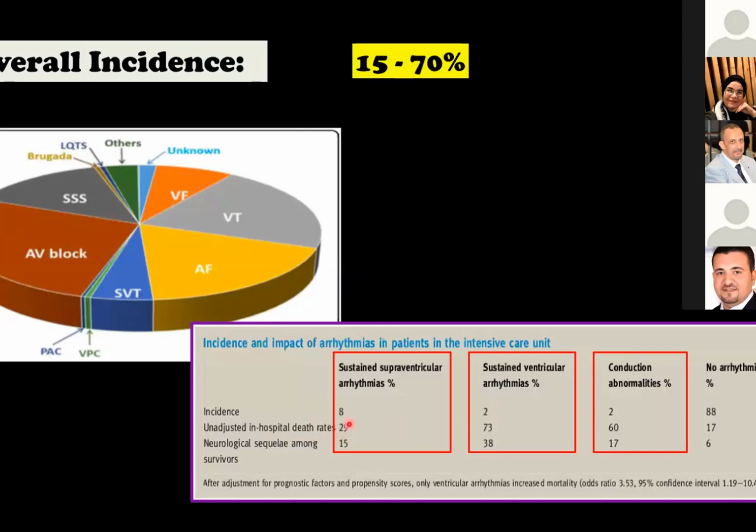This was unadjusted. For VT it was about 73%. For conduction abnormality it was about 60%. And neurological sequelae like strokes was 15%, and for VT it was close to 38%, while for conduction abnormality it was about 70%. But overall, after adjusting the prognostic factors and propensity scores, they found, interestingly, that the ventricular arrhythmia increased the mortality in ICU patients.